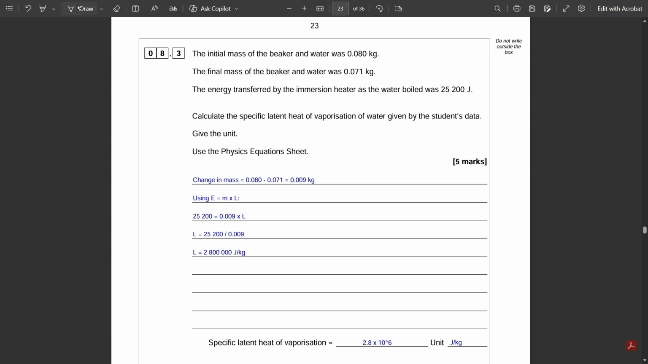And if you do A-level physics, you'll learn about SI units and SI base units. Well, not a base unit, this is the SI unit for latent heat of vaporization. And if you want to work out how to actually get the unit, well, you're simply dividing the joules by the kilograms, so it's joules per kilogram.